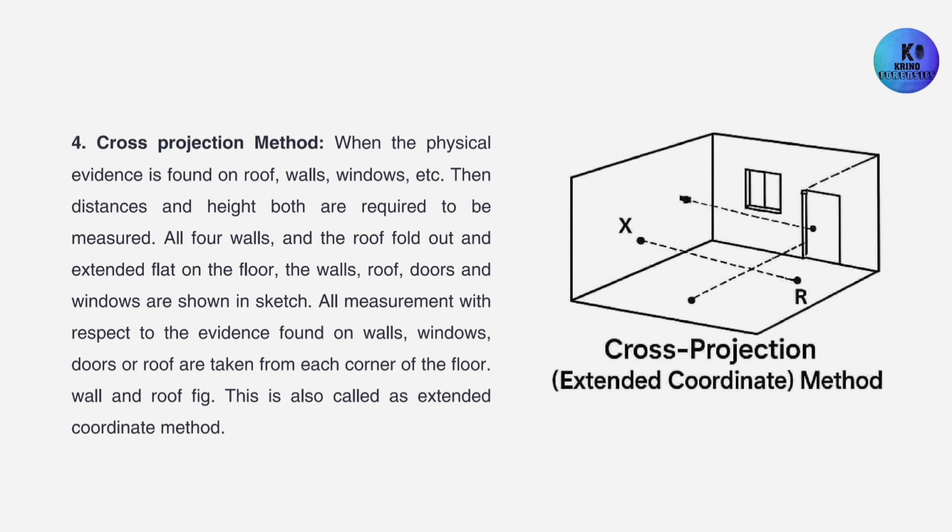Evidence on the walls, windows, or ceiling is measured and plotted on the extended surface. You record not just the horizontal distances but also the height of each item from the floor or ceiling. This method is extremely useful for violent crime scenes where evidence like blood spatter, bullet holes, fingerprints, or even writing appear on the vertical surfaces. It gives the investigator and the jury a complete visual of how the scene looked, including above ground evidence.